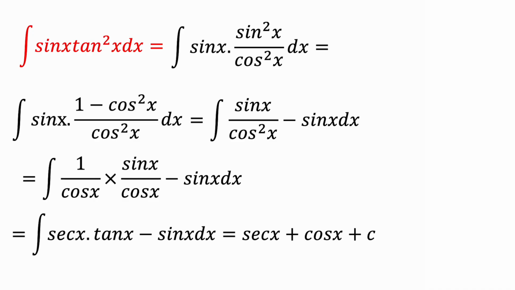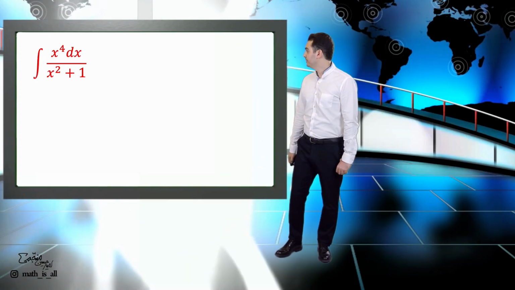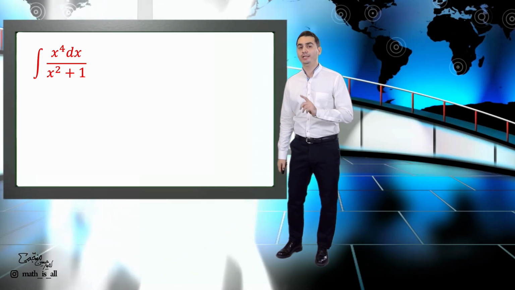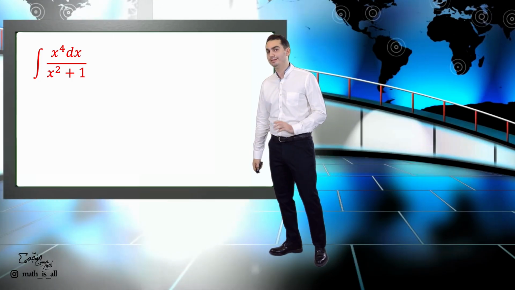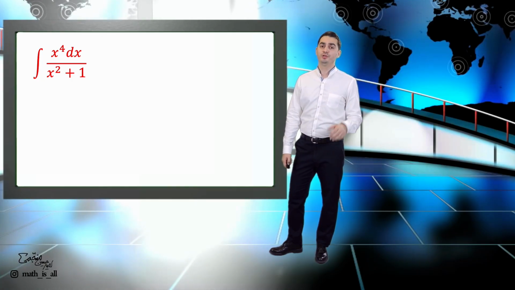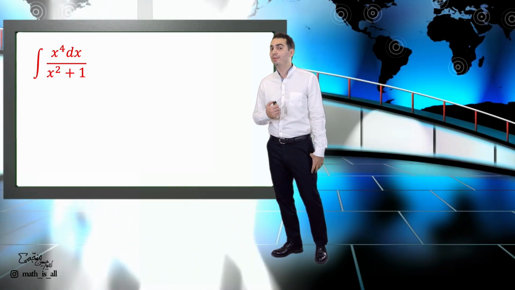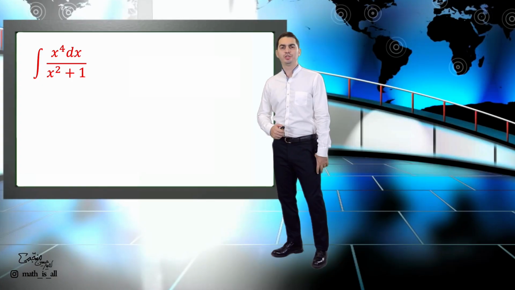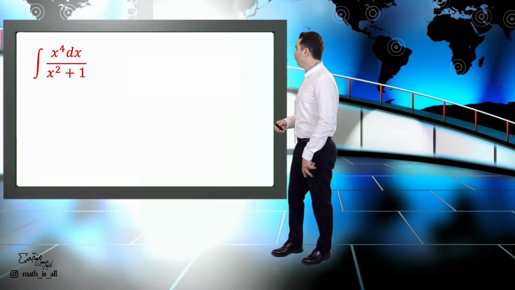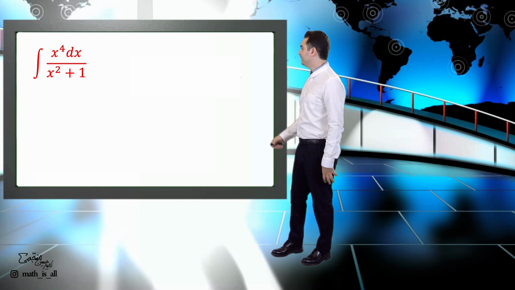Anyway, let's continue. The integral of x to the fourth over x squared plus 1. I previously mentioned a key point. The degree of the numerator shouldn't be greater than or equal to the denominator. But in this question, my numerator's degree is greater. So what do we do? Nothing complicated. I'll divide the numerator by the denominator to resolve the issue. So I divided x to the fourth by x squared plus 1.